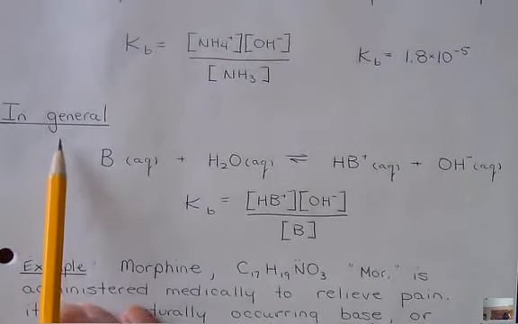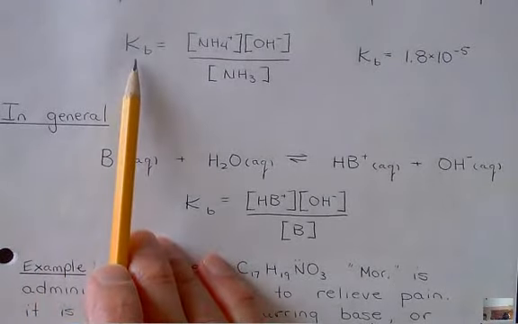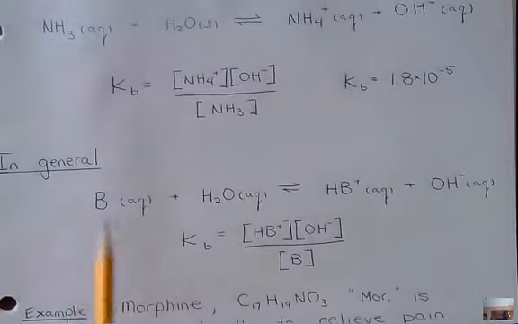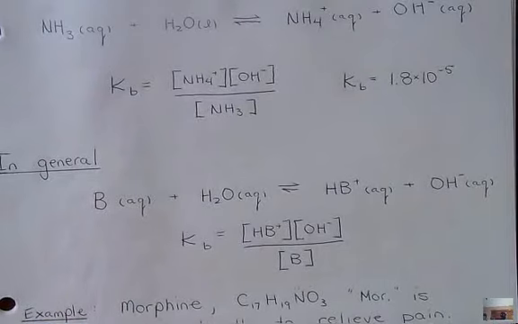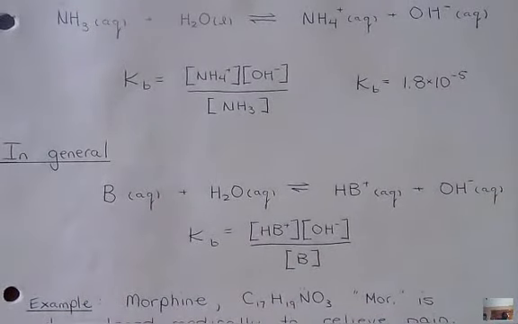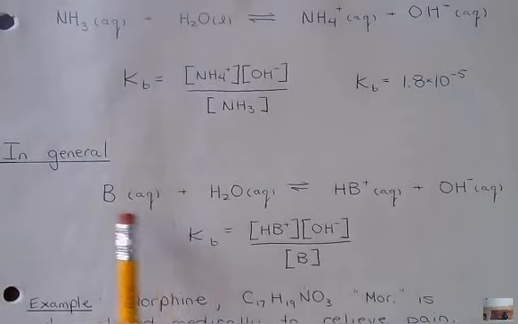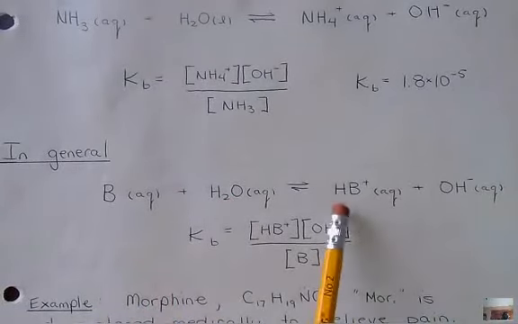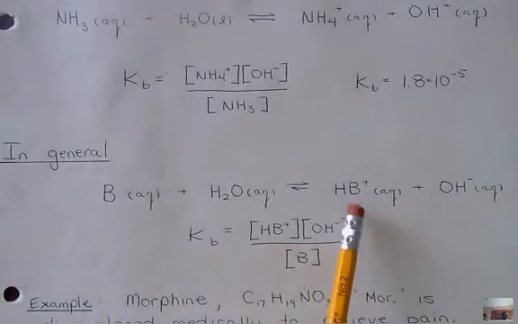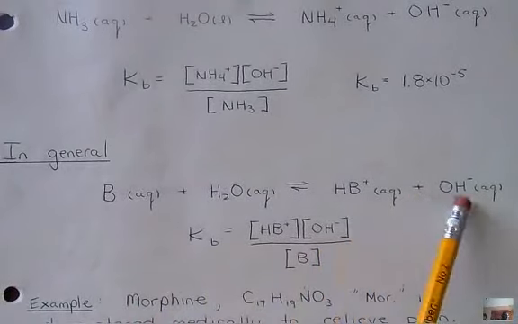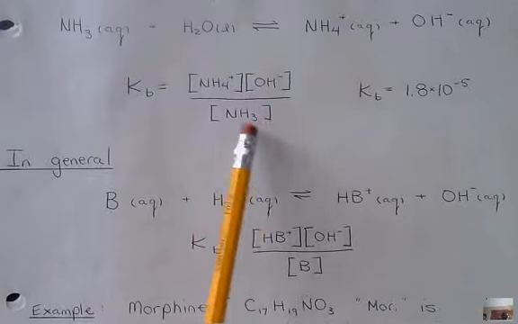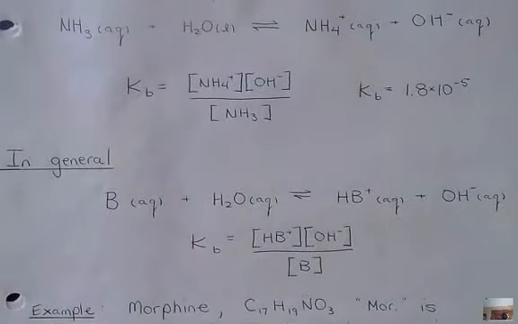So if I want to generalize the base, I don't have to think about the individual ammonia itself. I can just call it B, a base. In this case, our base is neutral. It doesn't have any charge on it at all. The base is going to react with water, remove a proton from the water to become HB plus, the conjugate acid of the base, and hydroxide. So written here is the generalized form of the specific one that we wrote for the ammonia reaction with water.